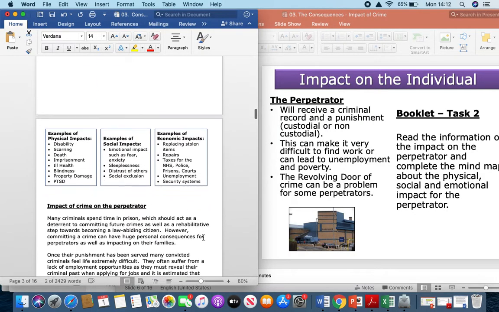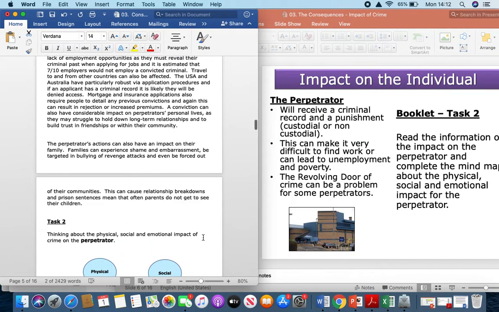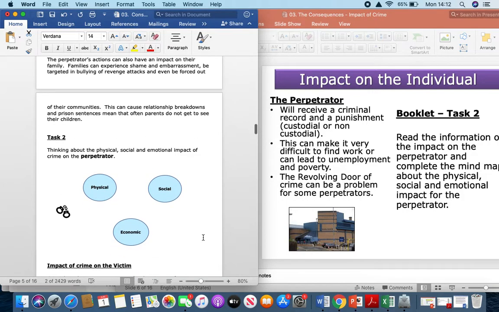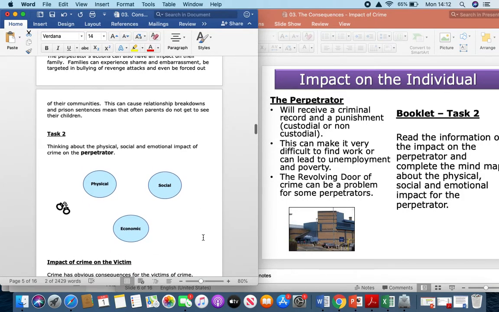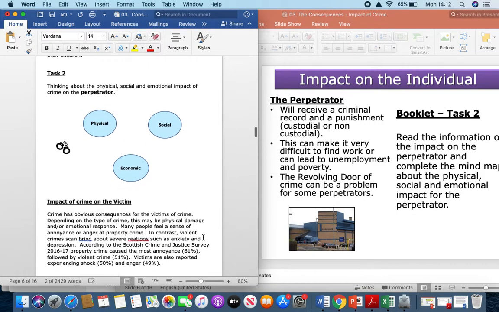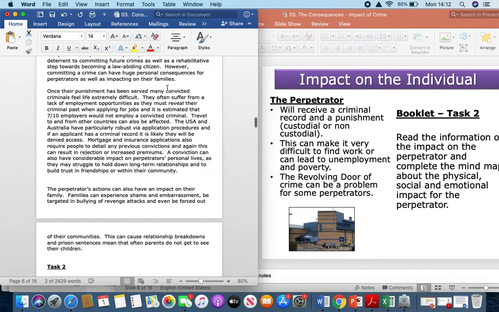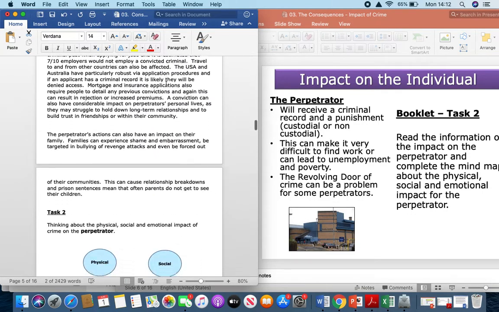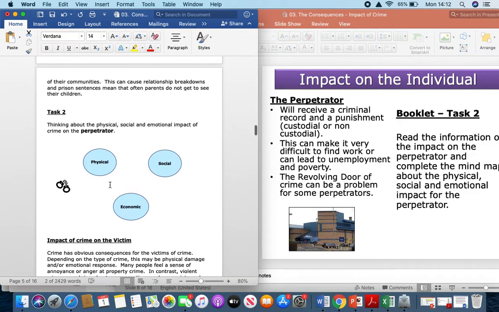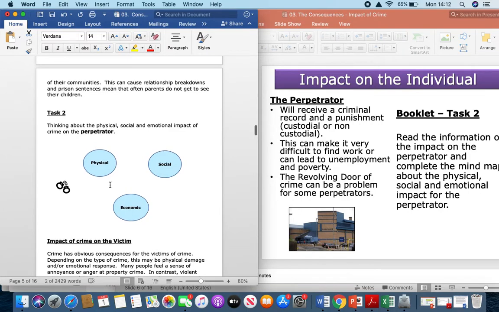Okay, task 2, you're going through and you're doing another mind map type thing. You're thinking of physical and emotional impact. No, sorry, for the perpetrator. So here's some information about the perpetrator, thinking about the physical and social emotional impact on the perpetrator.